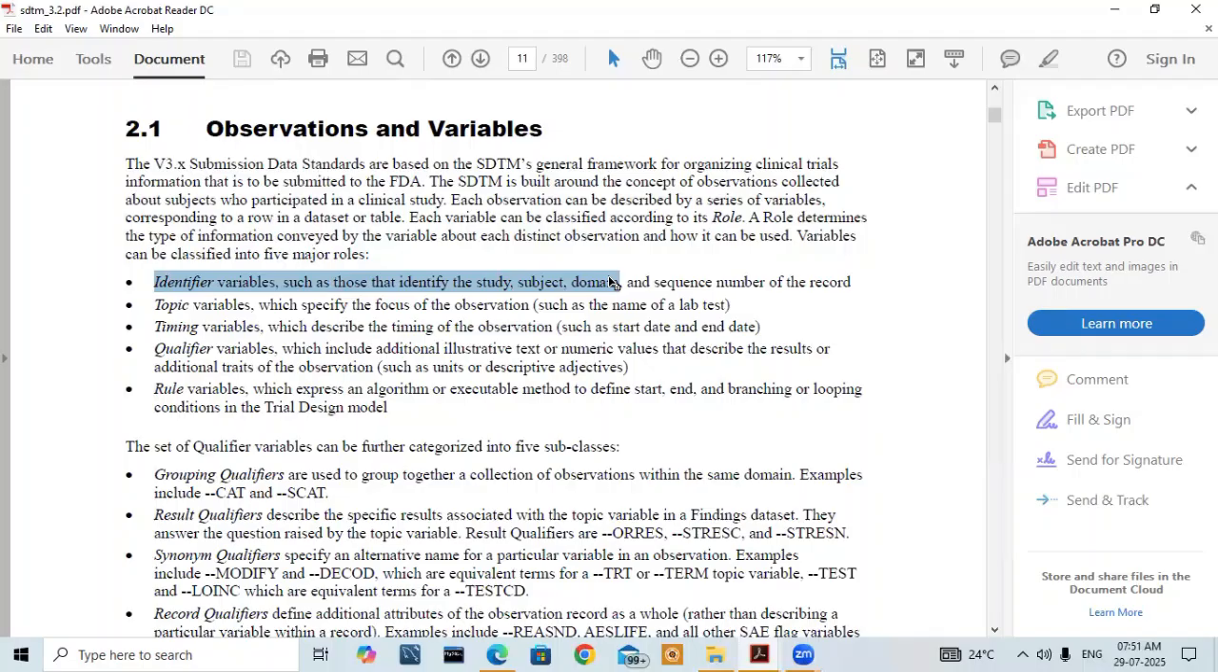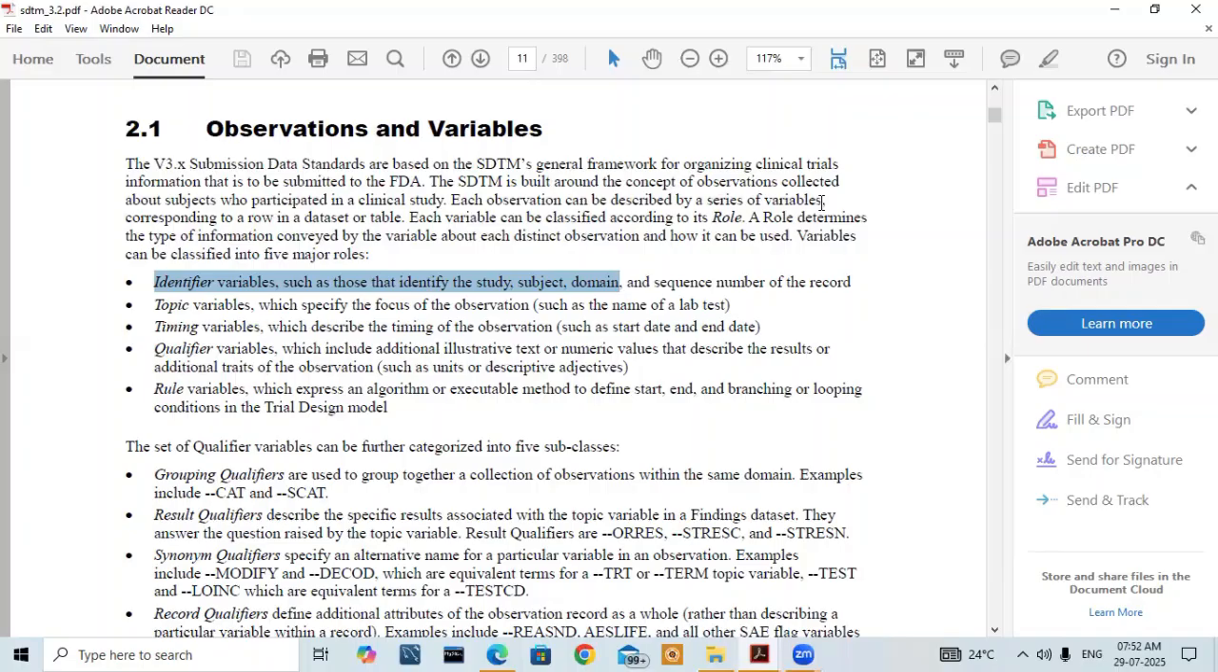These are used to identify the study, subjects or domain. I will give a simple example, like a college ID. You have a roll number, right? If you are studying in some college, or working in a company, you have an employee ID. If you are studying in a college, you have a roll number or college ID. That college ID or roll number is the identification of that student. If you want to identify the student, you just put the roll number of that student, and you will get the full detail of that student.